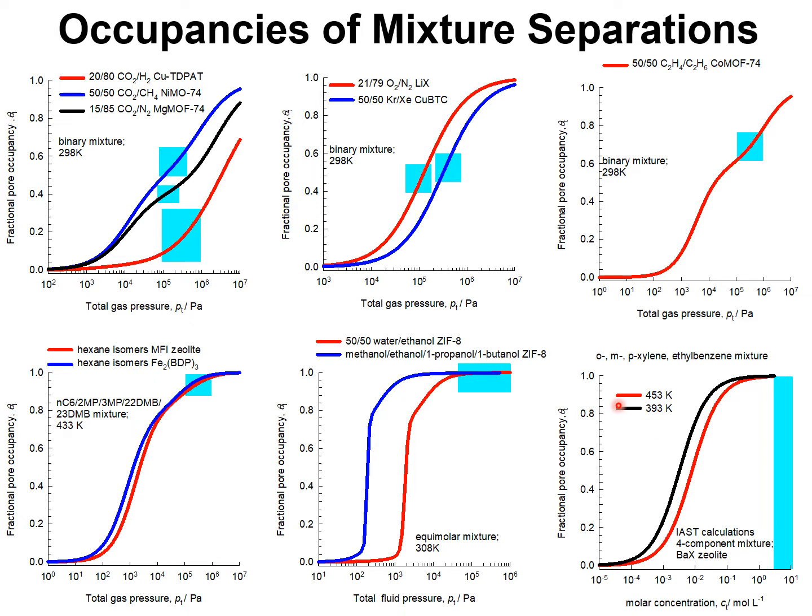For xylene separations using a barium X zeolite, for conditions used in industry, the bulk fluid phase is in the liquid phase and the pores are completely saturated. The important message to be drawn here is that for heavier hydrocarbons, for aqueous mixtures of water and alcohols, and for xylene separations, we have pore occupancies higher than about 0.8, and this is the focus of my presentation.